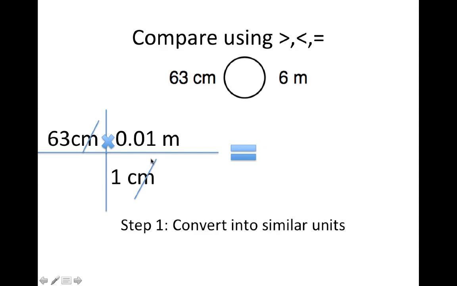Our units are going to cross out here. Centimeters and centimeters cross out, so we're left with our target unit. And then we multiply across the top and divide by the bottom. So 63 times 0.01 divided by 1. When we divide that out, we're going to get 0.63 on top here, 0.63 divided by 1, which is going to be 0.63. This is going to go up here. 0.63 meters is less than 6 meters, and we get the same answer.